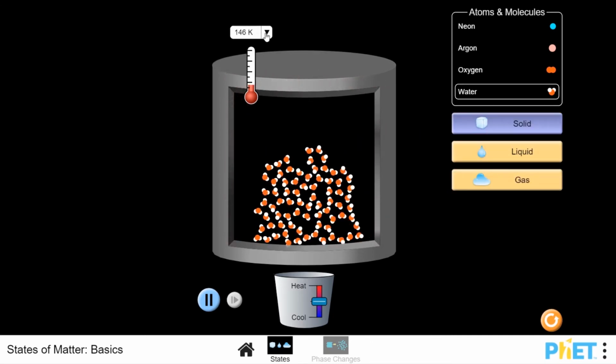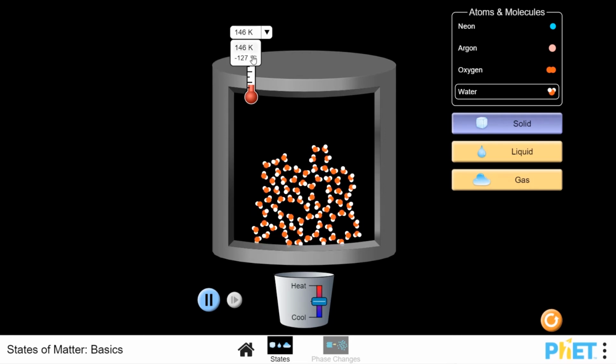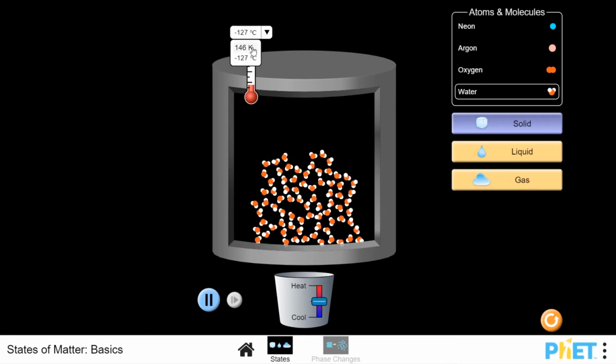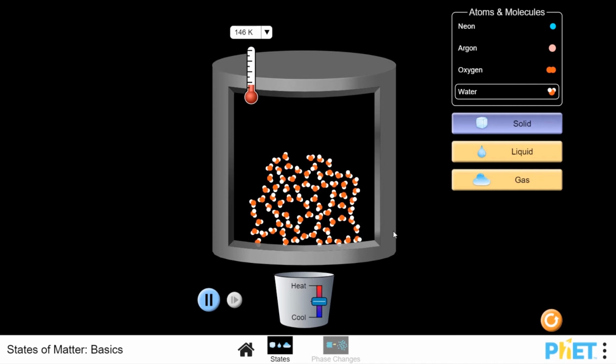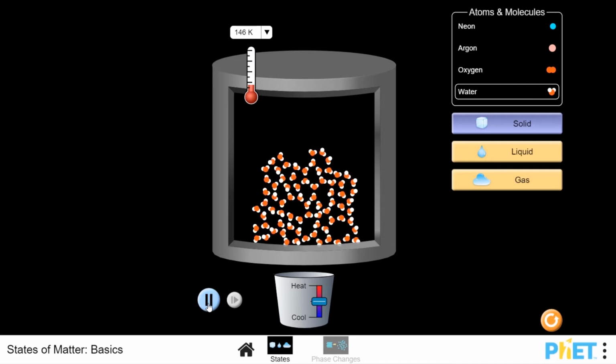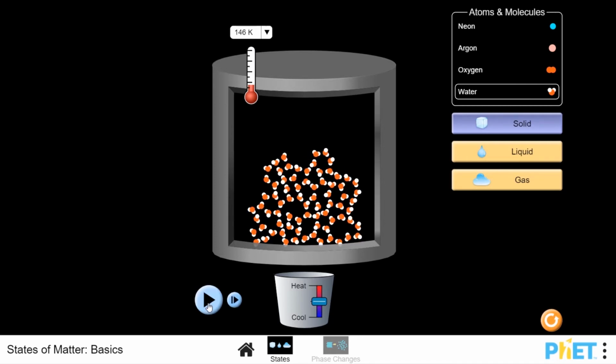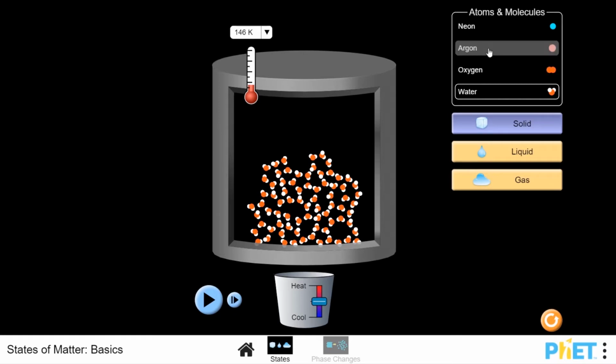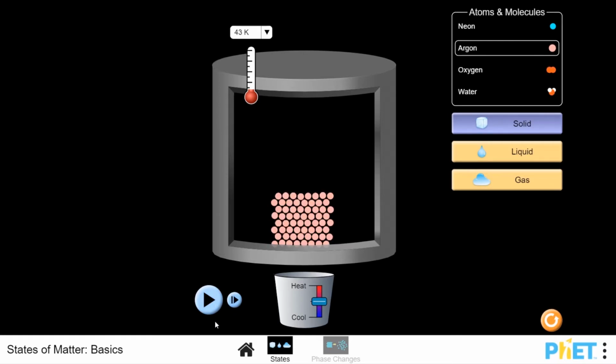In this corner, you're able to change whether you want the temperature to be measured in Celsius or Kelvin, but we're just going to leave it in Kelvin. And down here, we're able to pause the simulation to take a closer look at the state the molecules are representing. We can also press and hold here to have the molecules move in slow motion to analyze their movement patterns. Now, let's take a look at argon in its solid state.